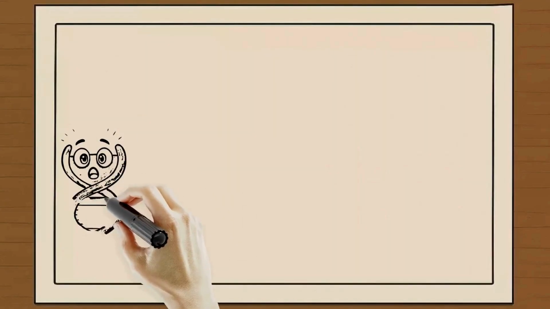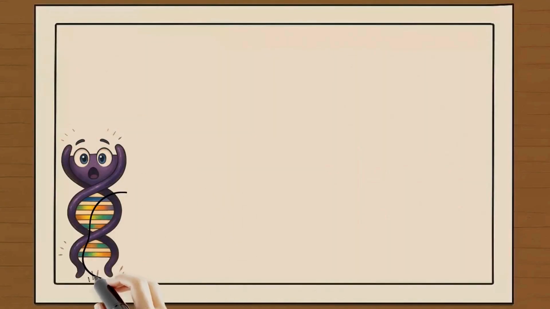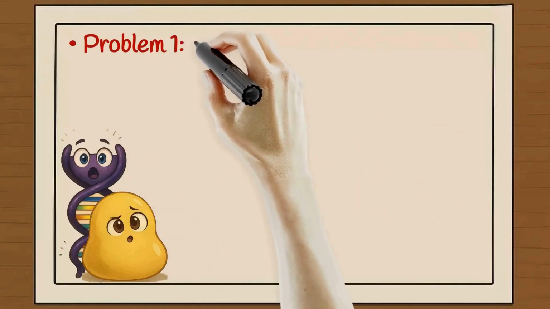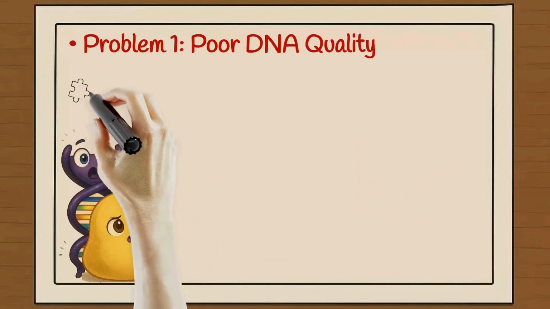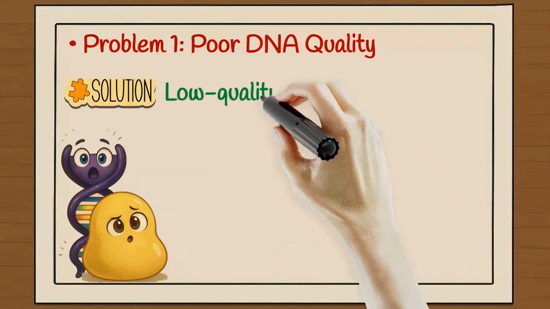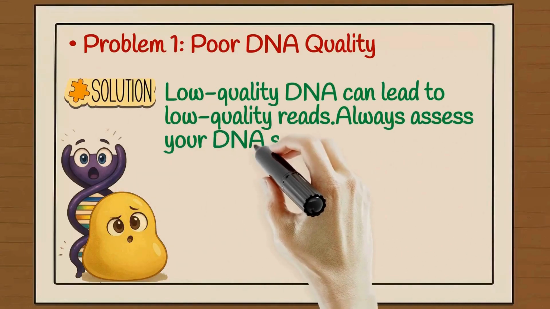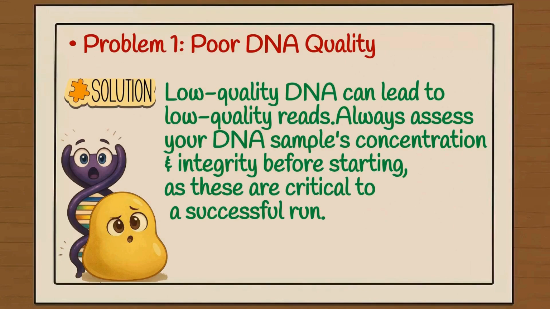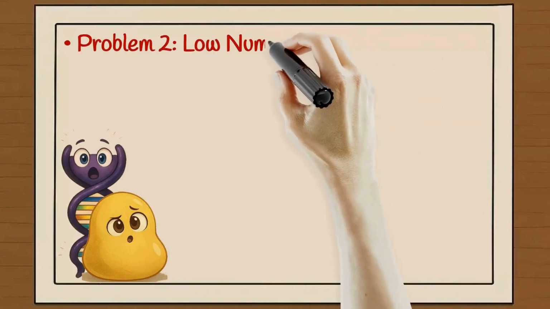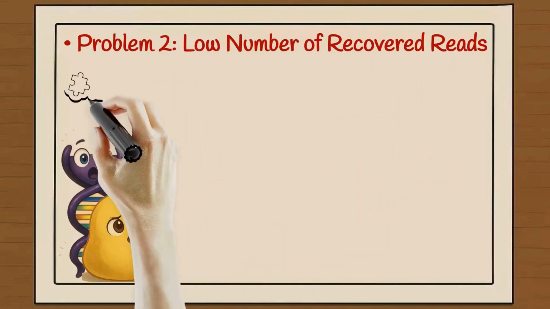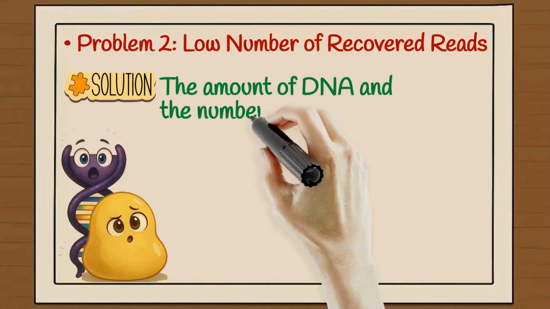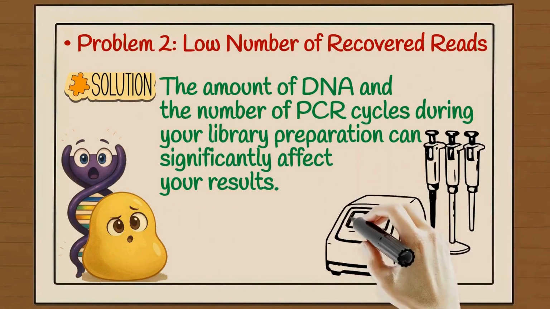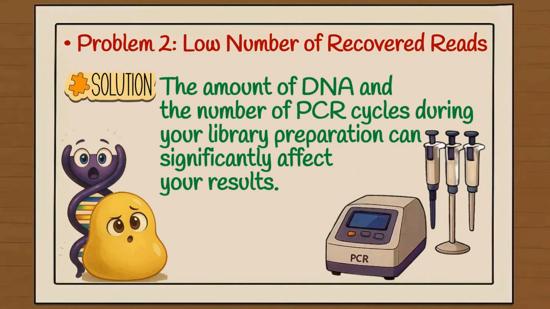Like any advanced lab technique, things can go wrong, but a good scientist knows how to troubleshoot. Problem 1. Poor DNA quality. Solution: low-quality DNA can lead to low-quality reads. Always assess your DNA sample's concentration and integrity before starting, as these are critical to a successful run. Problem 2. Low number of recovered reads. Solution: the amount of DNA and the number of PCR cycles during your library preparation can significantly affect your results. Make sure you optimize these parameters.